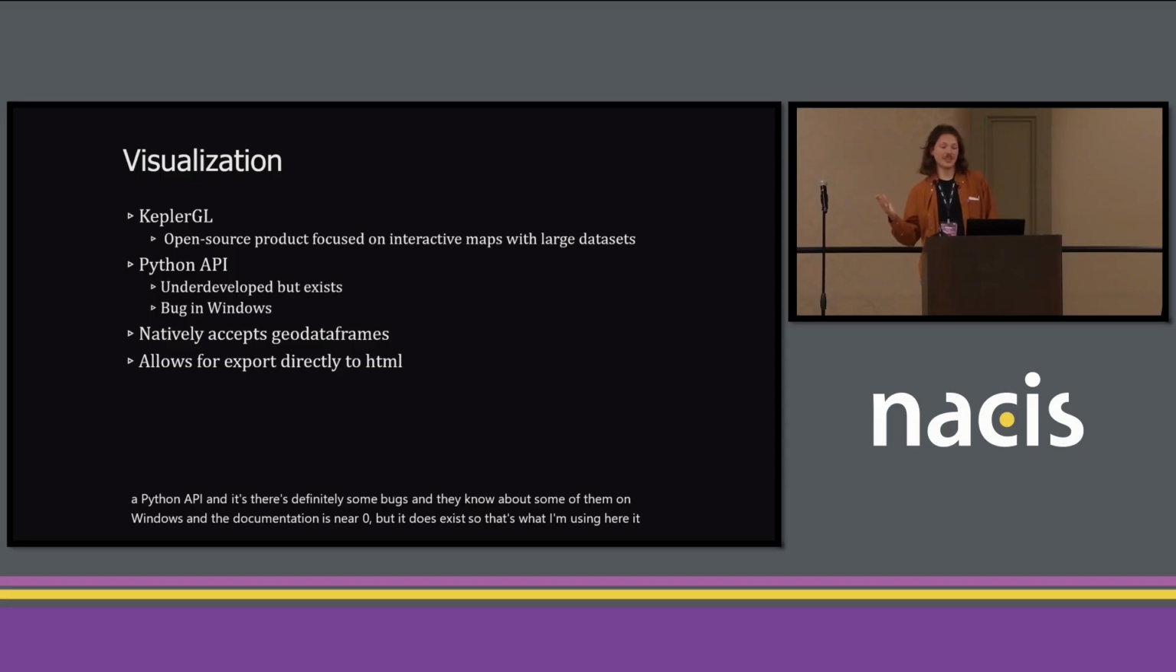It does conveniently accept a pandas geodata frame, so you can process your data right through. It also allows you to export a single HTML file for each map that includes all the data inside of it. So it's a quick way to get out a single file, push that to the internet, and get an animated map.